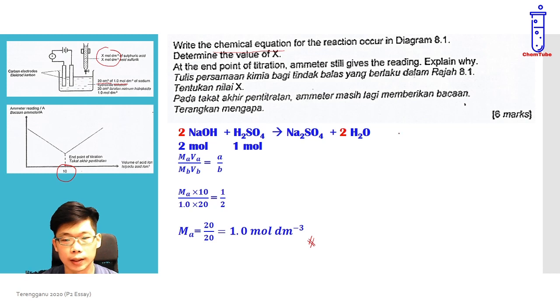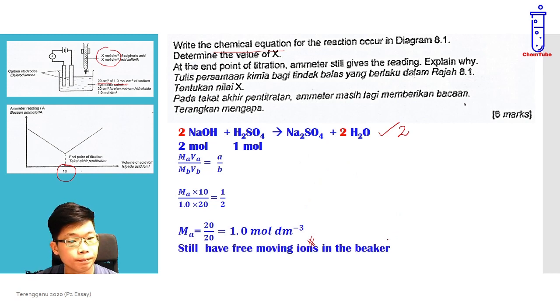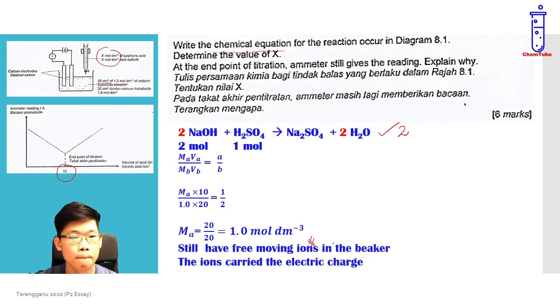This one is 2 marks. Then the calculation here is 4 marks. You still need to explain. They still have some free moving ions in the beaker, and the ions carry some electrical charges during the end point here.